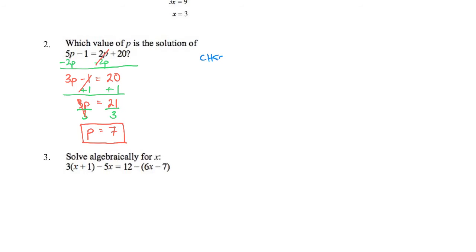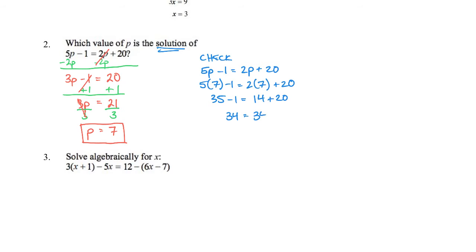Remember that we're looking for solutions. So solutions are the value for the variable that makes the equation true. So if I have 5p minus 1 equals 2p plus 20, I should be able to substitute my solution in for p and get something that's true. So 7 times 5 is 35. 2 times 7 is 14 plus 20. 35 minus 1 is 34. 14 plus 20 is 34, and there's my check. So now I know that p equals 7 is my correct solution.